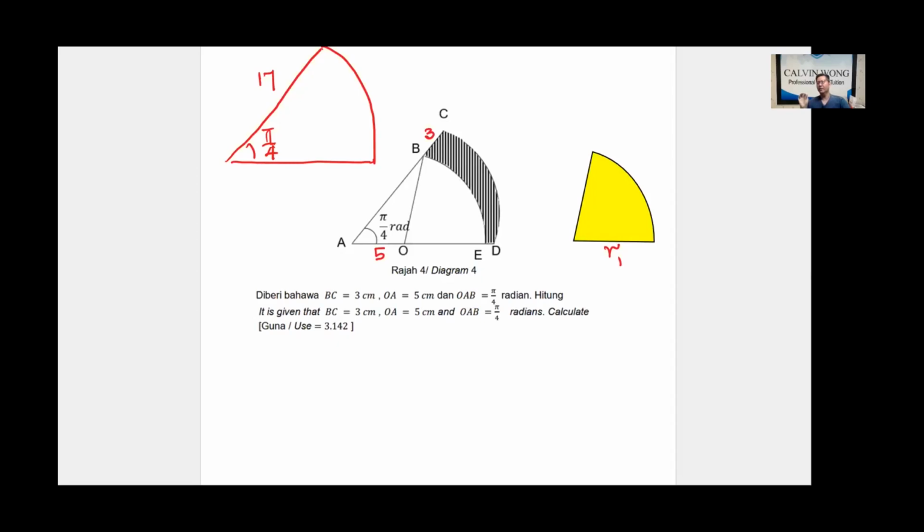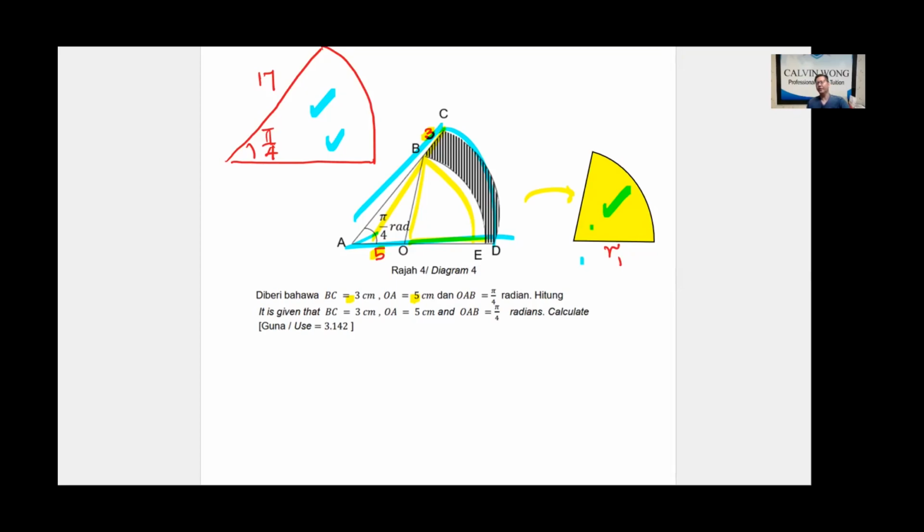Look at the information given. BC put in, OA put in, and then take it out. This one, take it out. This one, take it out. Dissect the diagram, pull it out. So you can see, you can find this area. Yes, no problem. Can I find this area? Maybe not. I don't have the R1. That's the problem. So my question is how to find the R1, because most probably I will need to find that.